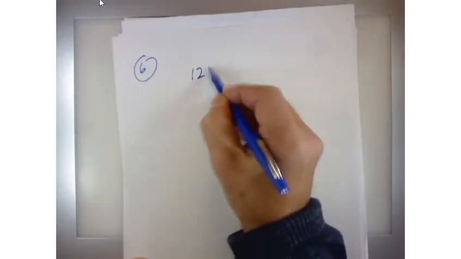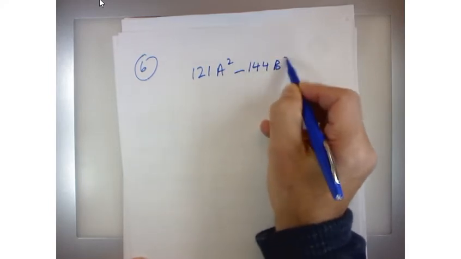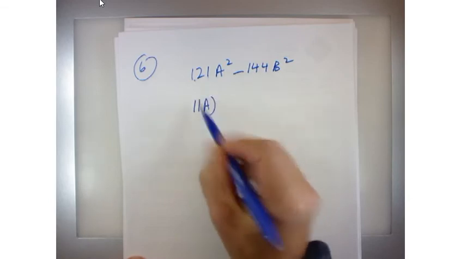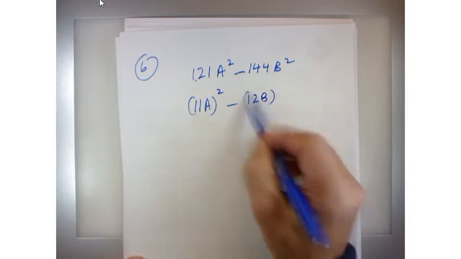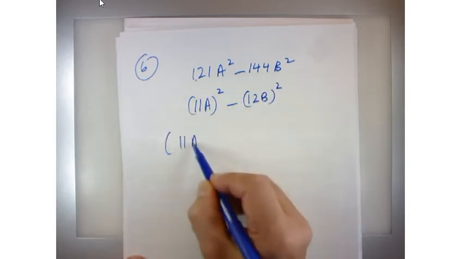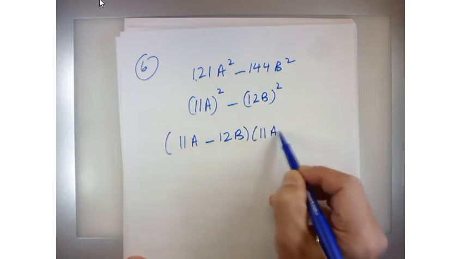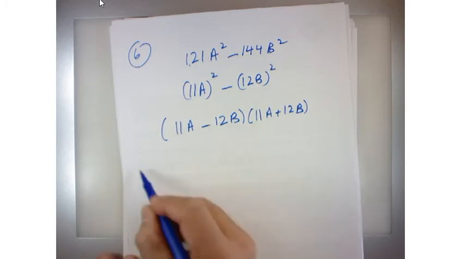Okay. Example 6, 121a squared minus 144b squared. Again, square root of 121 is 11, so we bundle the 11a together. Square root of 144 is 12, so it's 12b squared. And now using that rule, 11a minus 12b, 11a plus 12b. It's very straightforward.